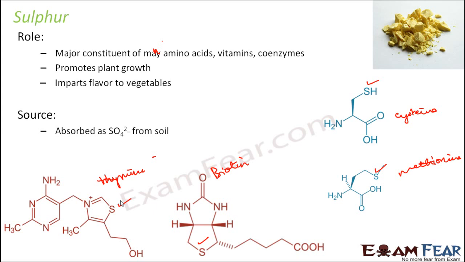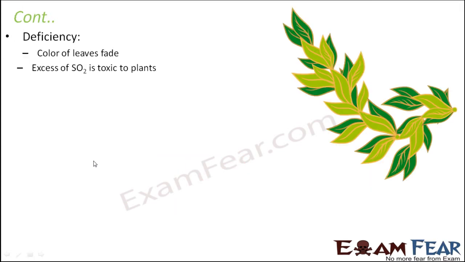Source of sulfur: it is absorbed as sulfate ion from the soil. It is also absorbed as SO2 from the atmosphere. Soil and atmosphere, from both the places it can be absorbed, but from soil in this form and from atmosphere in the form of SO2 gas, that is sulfur dioxide.